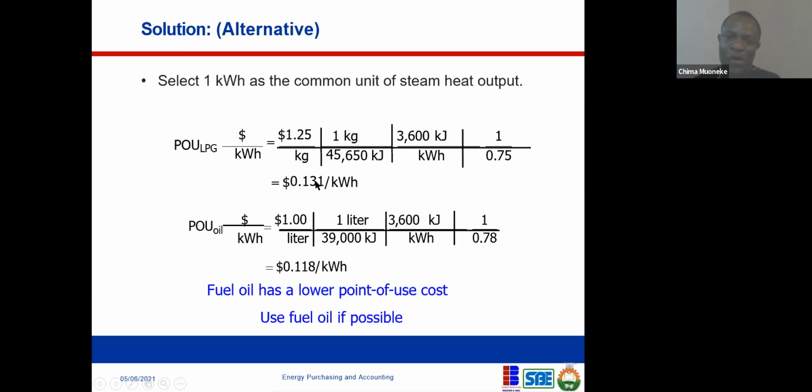So in this case, when we converted to kilowatt hour, we had 0.131 per kilowatt hour for LPG, and we have 0.118 per kilowatt hour for the fuel oil. So it's still the same thing. We find out that the fuel oil is lower. You're going to get the same result.